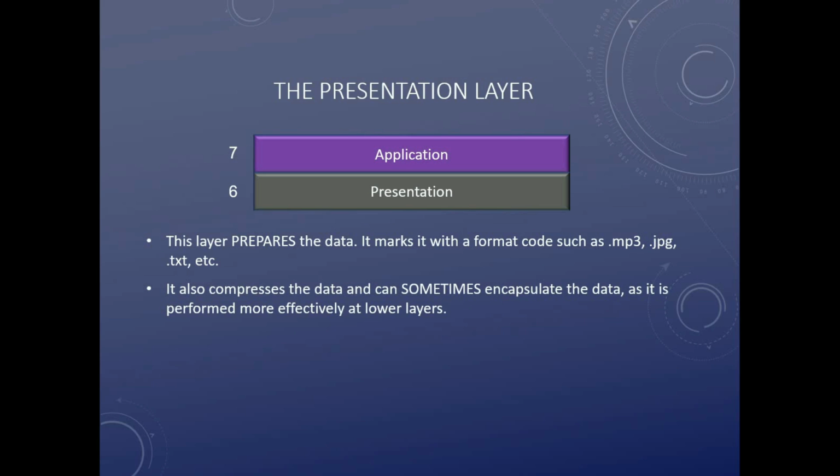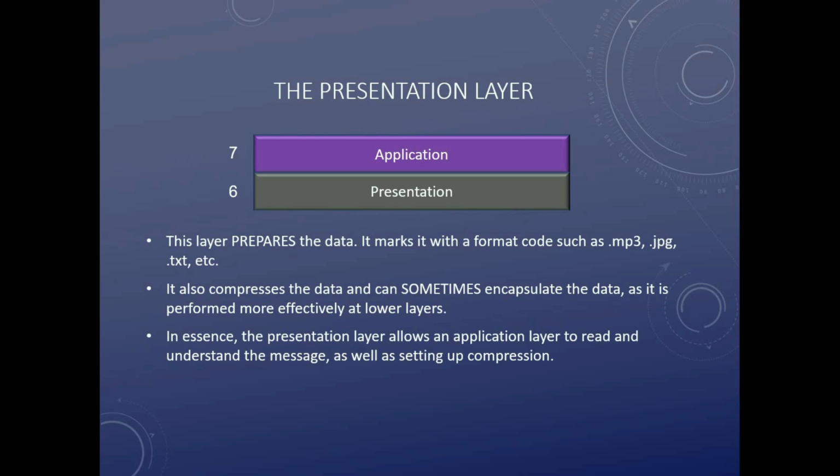It can also compress the data and can sometimes encapsulate, although that's usually done much later. Encapsulation works better at a lower level than at level 6, but it always compresses the data. So it allows the application layer, when you're coming back up, to read and understand the message.